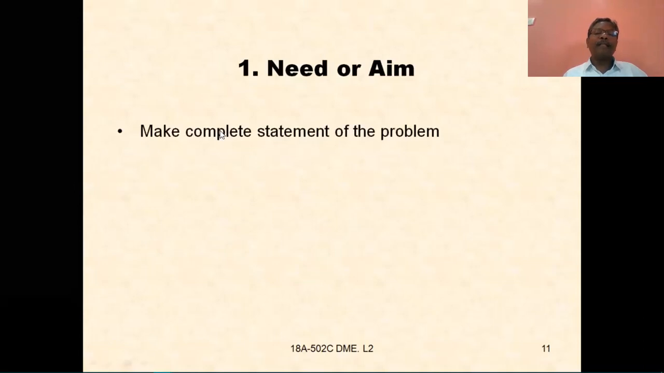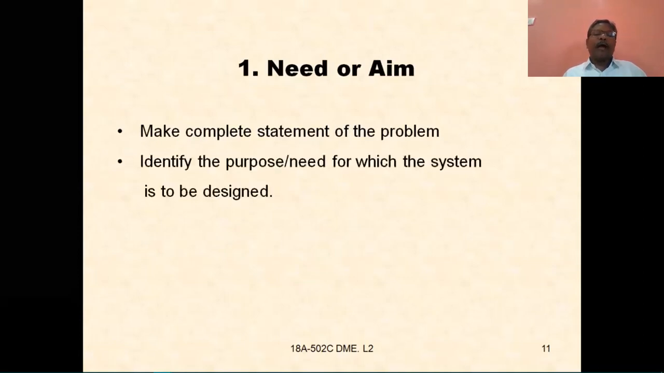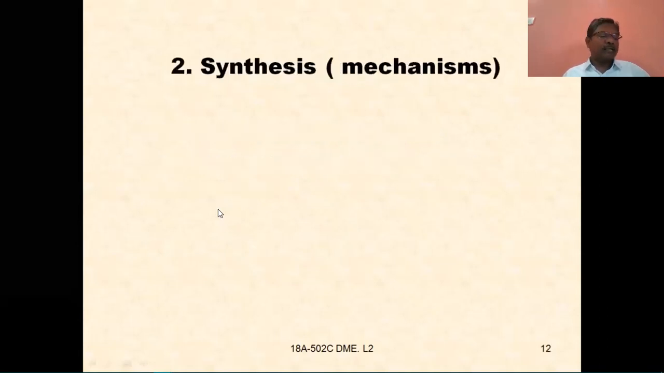So make a complete statement of the problem. That means you should have thorough knowledge about your problem. Then only you can have a complete statement. By the statement of this problem, you will decide and identify the purpose. What is the purpose of your problem? That means with your problem, you should have the purpose and need for which the system is to be designed. The first step in the general design procedure is the need or aim of a person or the machinery. Right? You should have the complete statement for this, and also identify the purpose or need for which the system is to be designed. And the next one is synthesis.